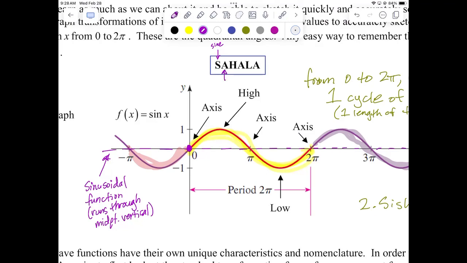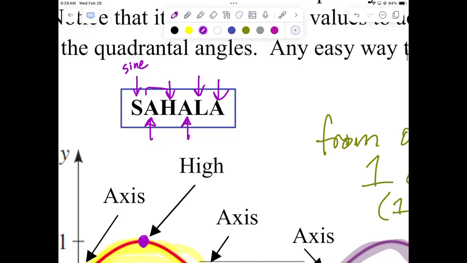That's the A in Sahala. Then we hit a what? A high point. That's the H in Sahala. And then it comes back down to a what? An axis point. And then it heads to a where? To a low point. And to complete one cycle, it finishes up back on the axis. You see that? So Sahala means sine goes axis, high, axis, low, axis. And that's how you get one cycle. These values right here, these are what I call the critical values.